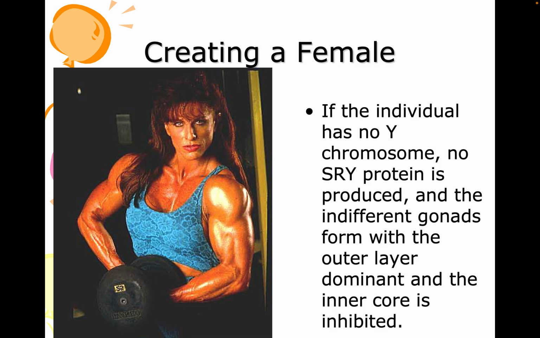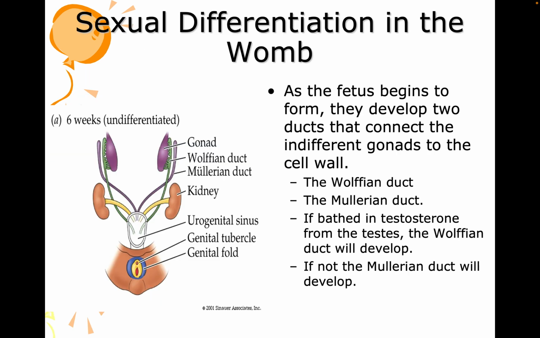If the individual has no Y chromosome, no SRY protein is produced, and the indifferent gonads form with the outer layer dominant and the inner core is inhibited, and therefore they become a female. This, of course, is a female, but I'm guessing she's taking testosterone, and that's why she is so large. A little joke, sorry.